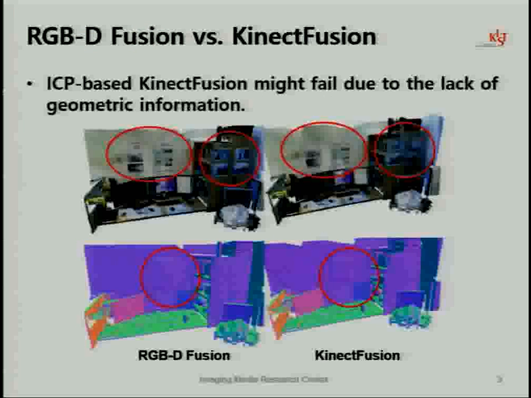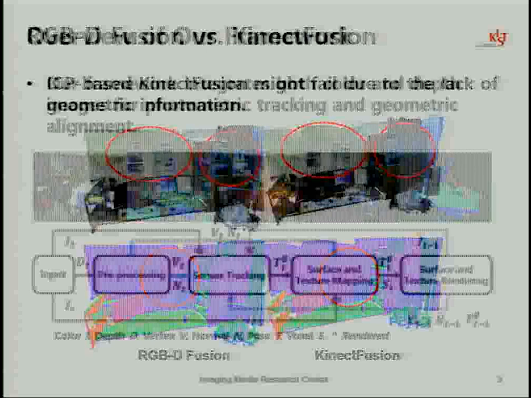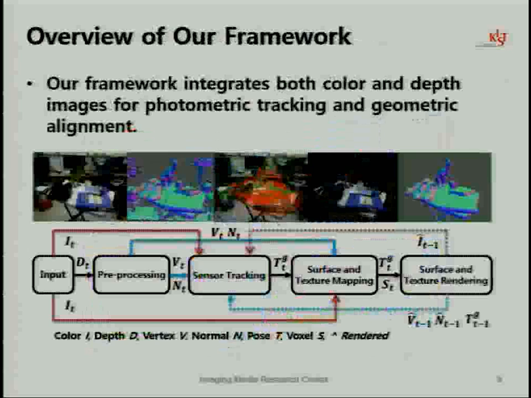This is because Kinect Fusion depends on ICP-based tracking. To handle this problem with ICP-based tracking, we present RGB Fusion, which integrates both color and depth images into the color volume and uses them for photometric tracking and geometric alignment in the frame-to-model tracking.